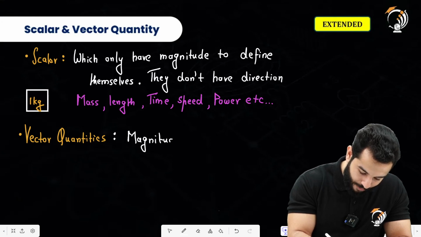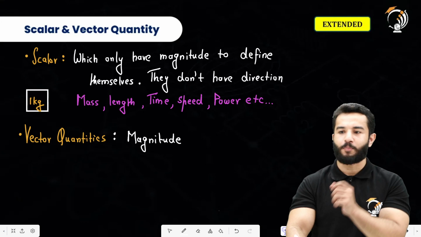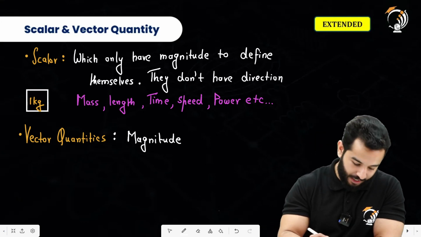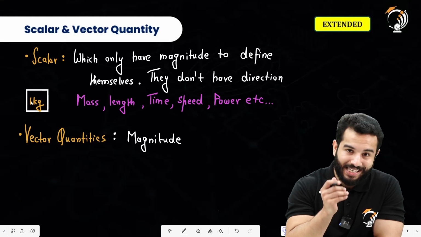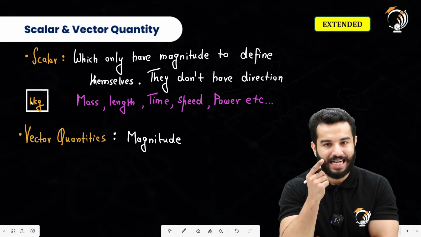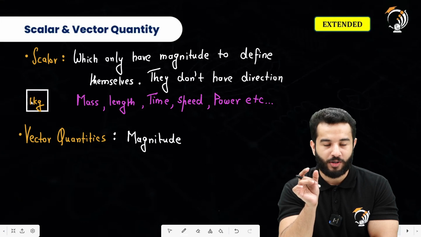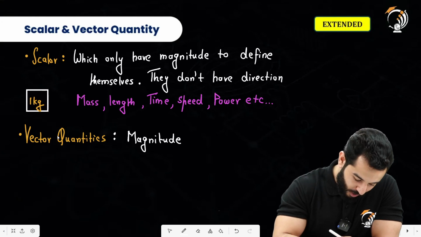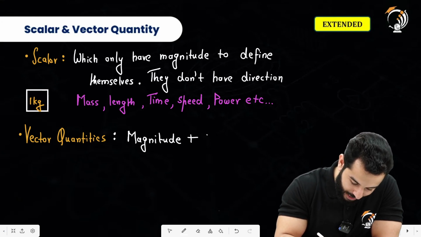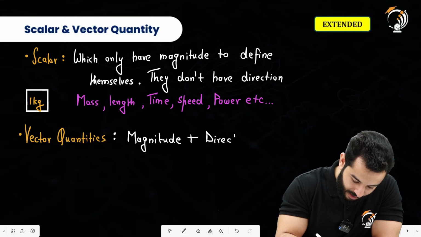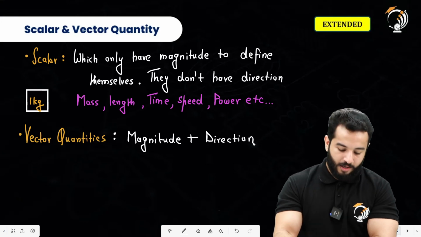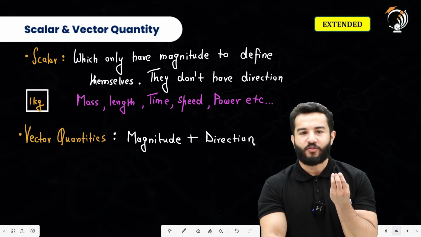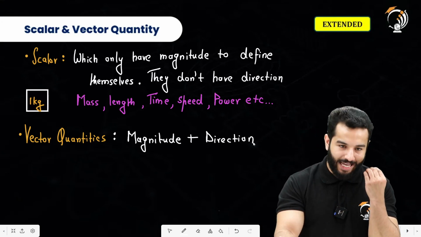Now what do you mean by magnitude? You remember that numerical part, right? That numerical part is the magnitude. So if somebody is saying 1 kg, that 1 is the numerical part, that's magnitude, kg is the unit, we talked about it, and it has got no direction. But vector quantities have magnitude as well as direction. But how are you going to express direction?